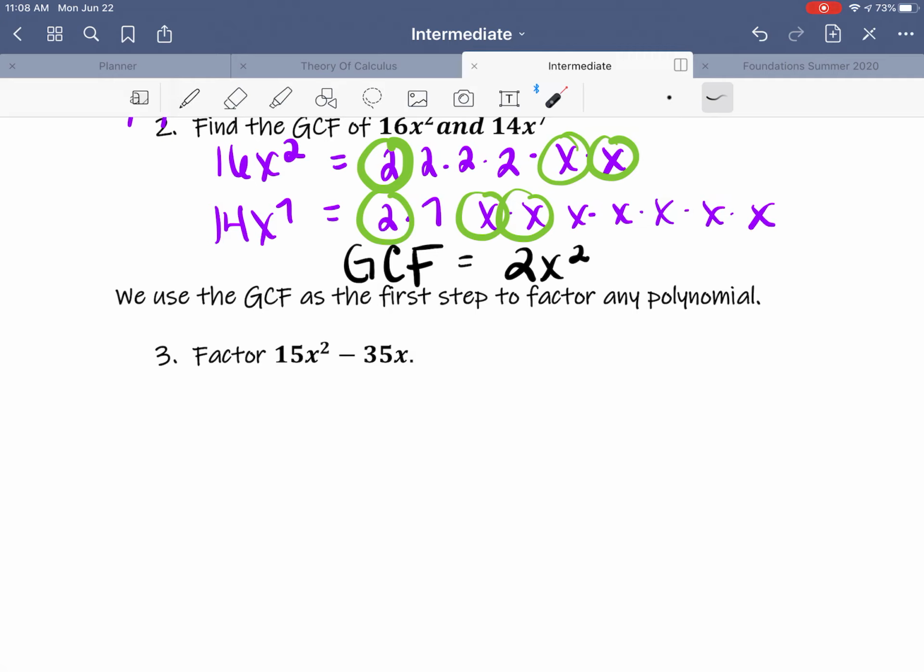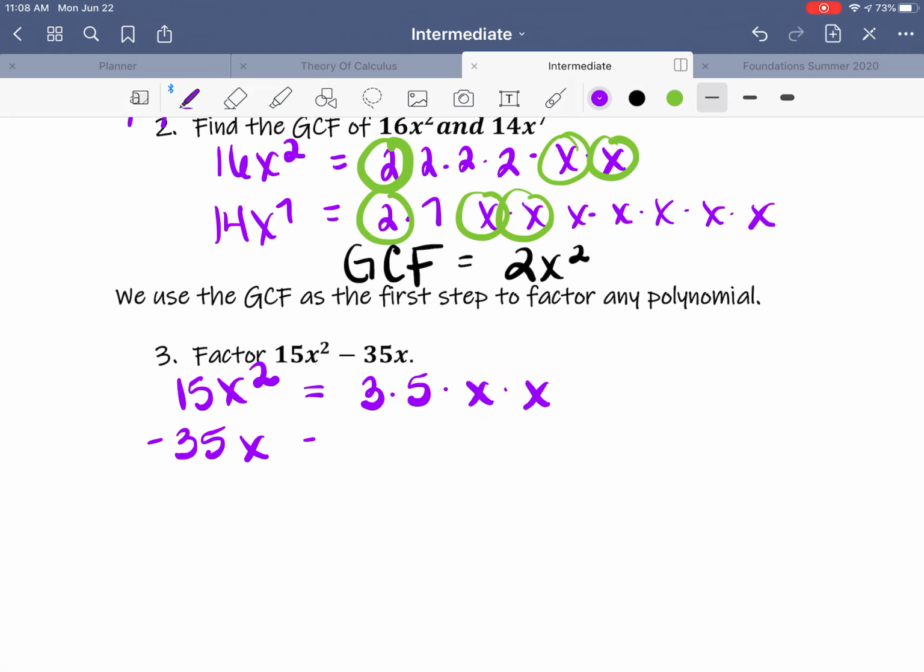So we're not going to actually find the roots, but we are going to find the factors. And to do that, you're looking to see if they have anything in common, if these two terms share anything. So let's look at the prime factorization of 15x squared and negative 35x. That's going to be 3 times 5 times x times x.